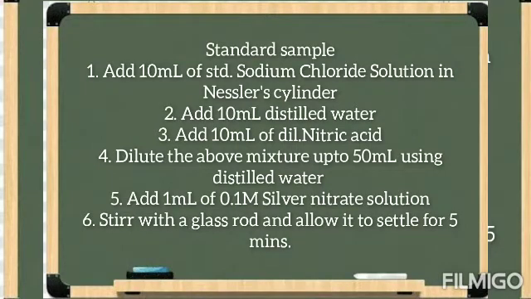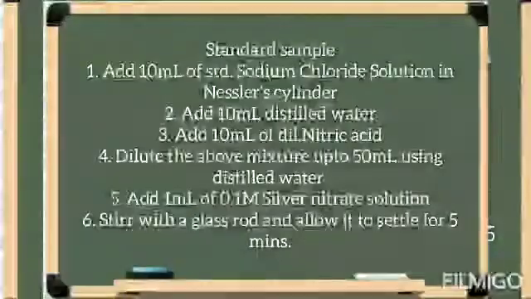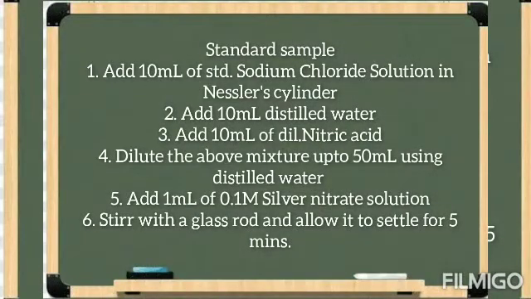Then preparation of standard sample. Add 10 ml of standard sodium chloride solution in Nessler cylinder. Add 10 ml of distilled water. Then add 10 ml of dilute nitric acid and dilute the above mixture up to 50 ml using distilled water. Add 1 ml of 0.1 molar silver nitrate solution and stir with a glass rod and allow to settle for 5 minutes.